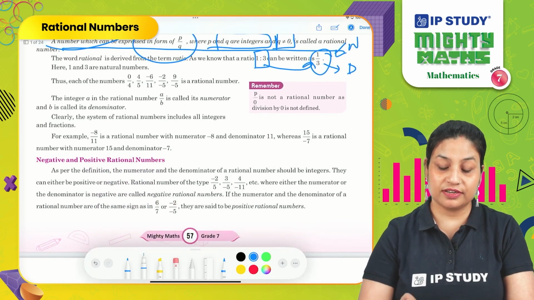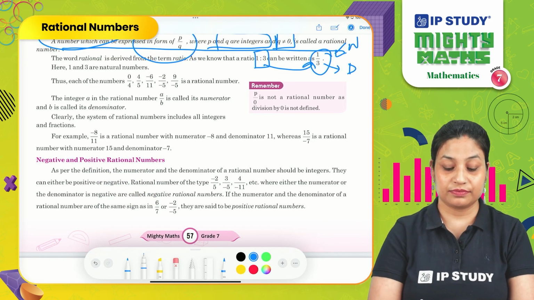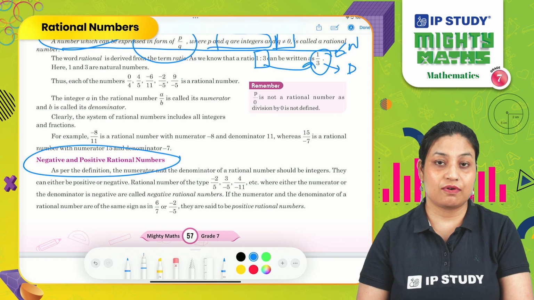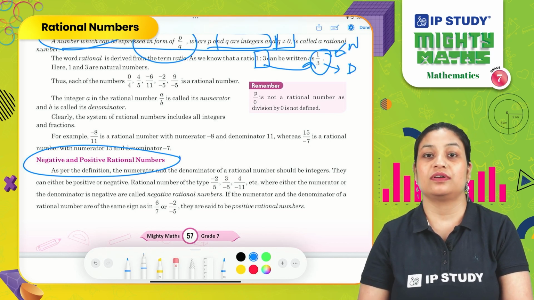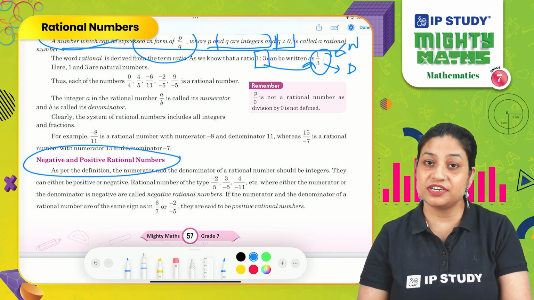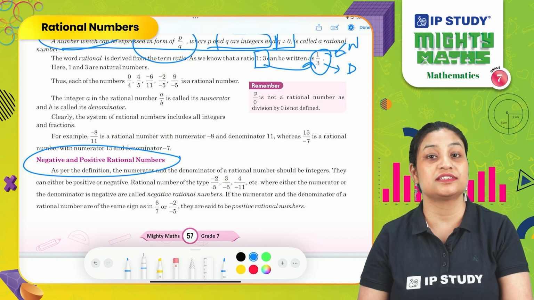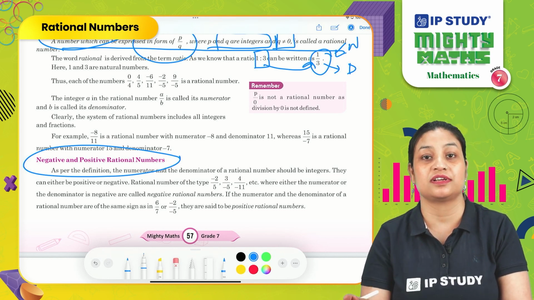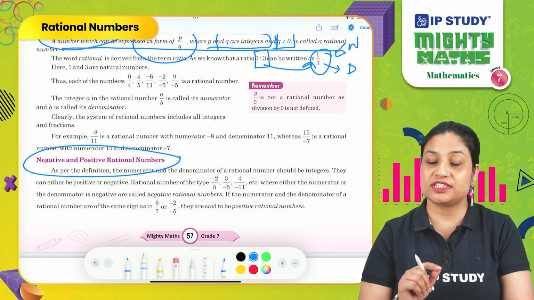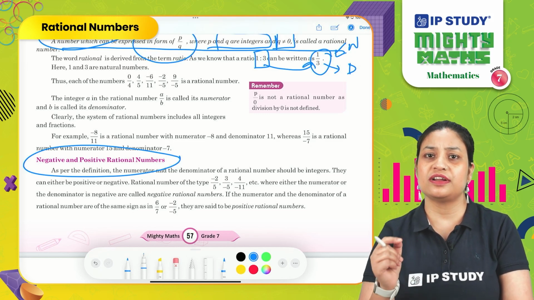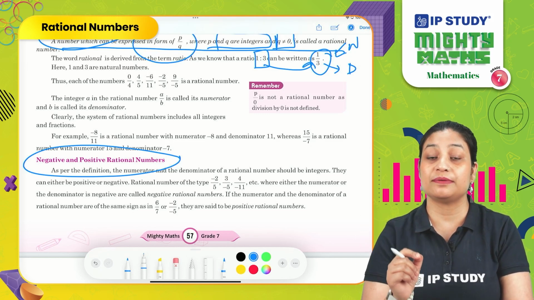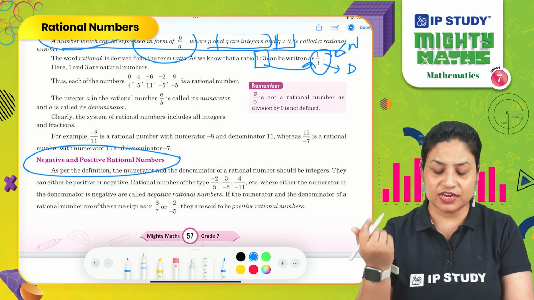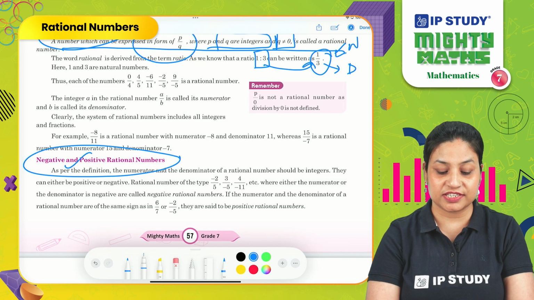So, dear students, let's talk about how rational numbers are classified. So, rational numbers can be negative or positive. Why is it so? As I have told you in the definition itself, rational numbers are the numbers that can be written in the form of p by q, where p and q are integers. And what are integers? Positive and negative numbers. Since rational numbers are formed using integers, it means we can have positive and negative rational numbers.